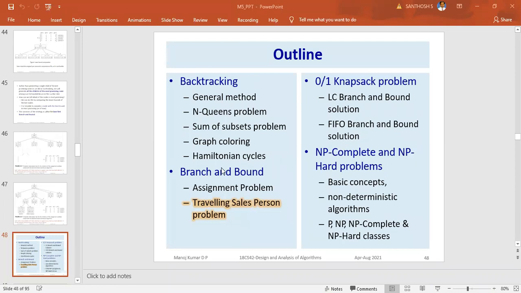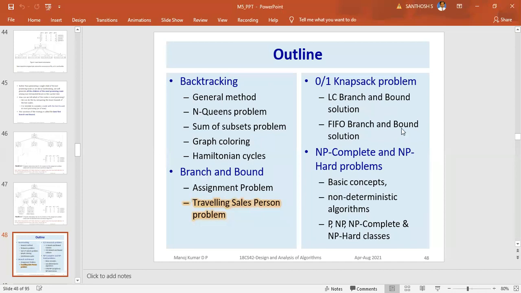Okay. So once again, good morning, all. This is the video lecture on design and analysis of algorithms. We are discussing module 5, that is backtracking. In yesterday's class, we discussed graph coloring and Hamilton cycles. In today's class, we are going to discuss branch and bound.